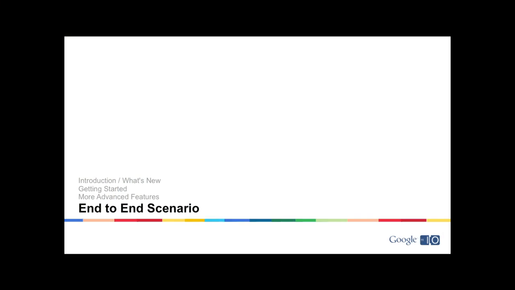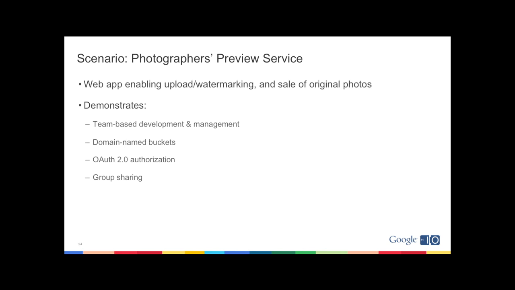OK, so those are the new features I wanted to talk about. And now, to try to pull it all together and give you a better idea of what you could do with all these capabilities we're talking about, I want to present an end-to-end scenario. And here's the scenario. It's a photographer's preview service. And so think of it this way. Photographer goes and shoots photos at an event like a wedding or like this conference here, and then wants to make the photos available to people who attended the event.